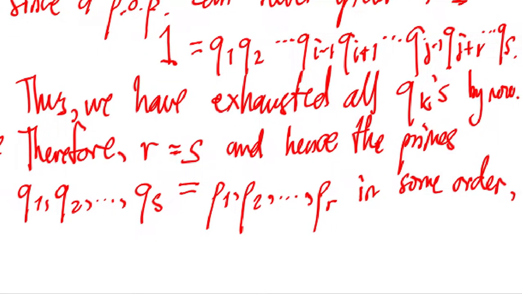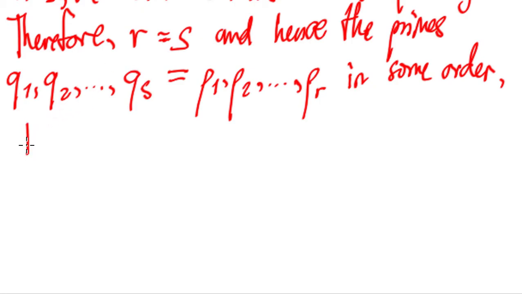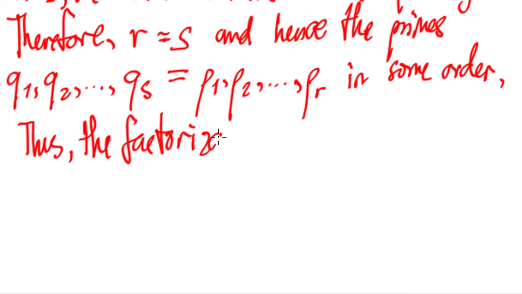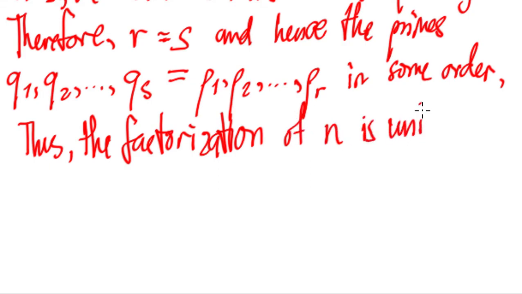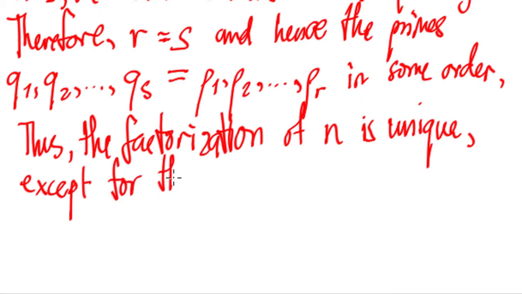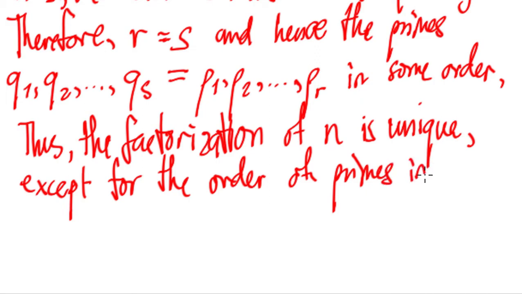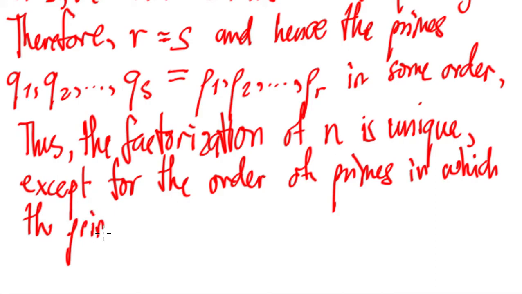So thus, therefore, the factorization of n is unique, except, I think you know this, except for the order of primes in which the primes are written. Okay, so actually this is the end of the proof now.